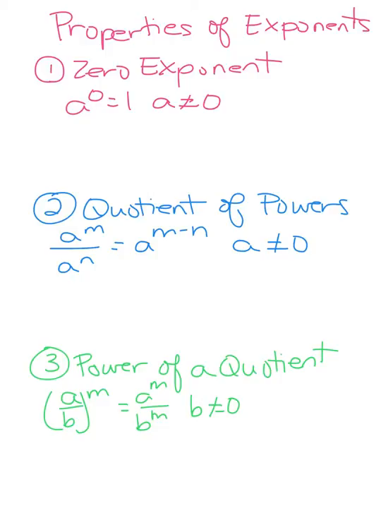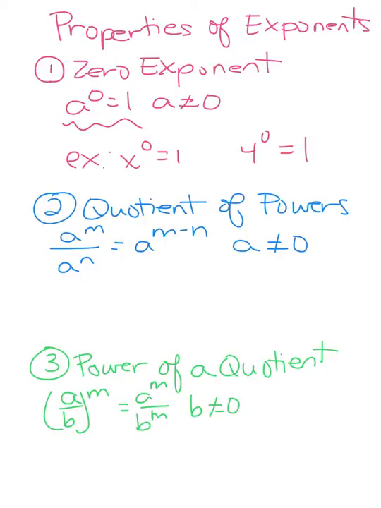The first is the zero exponent, which means that anything we raise to the zero power is going to be equal to 1, as long as a is not equal to 0. So, for example, if x is raised to the zero power, that's equal to 1. If 4 is raised to the zero power, that's also equal to 1.